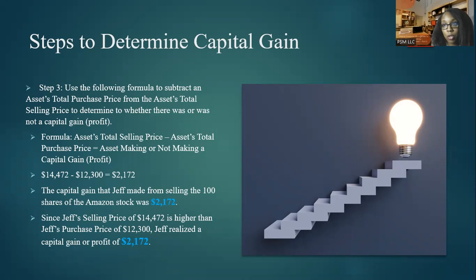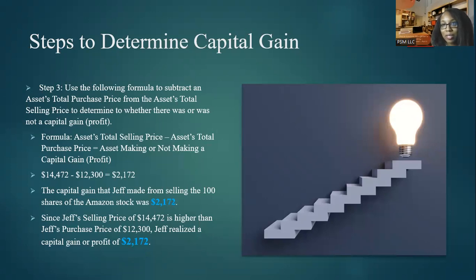So the total selling price was $14,472. And we would say minus the total purchase price of $12,300, which will give us $2,172. So the capital gain that Jeff made from selling the 100 shares of the Amazon stock was $2,172. Not bad, Jeff, and good job.